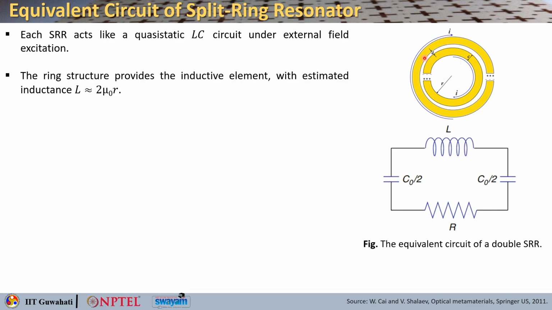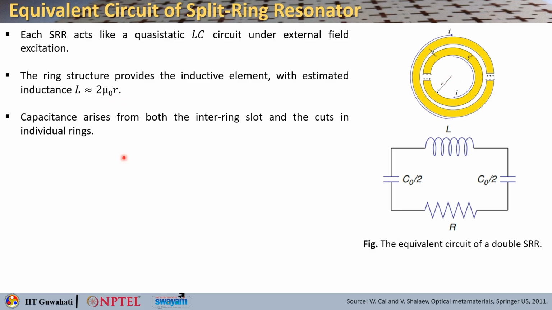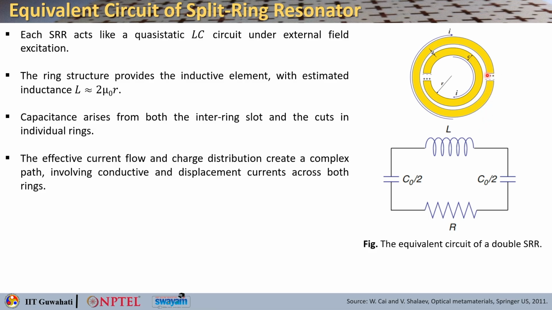So, you can see that the ring structure provides the inductive element. You can estimate the inductance L as 2 mu naught R, where R is the inner radius of the ring. The capacitance arises both from the inter-ring slots, which is between the two split ring resonators, and also from the cuts in the individual rings.